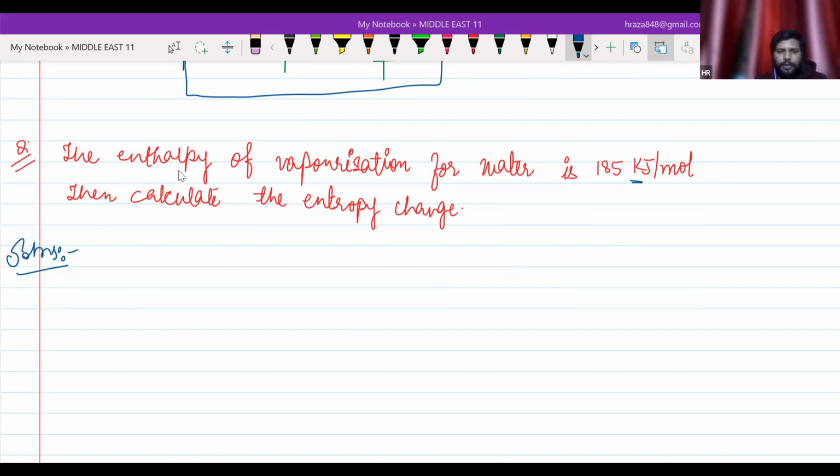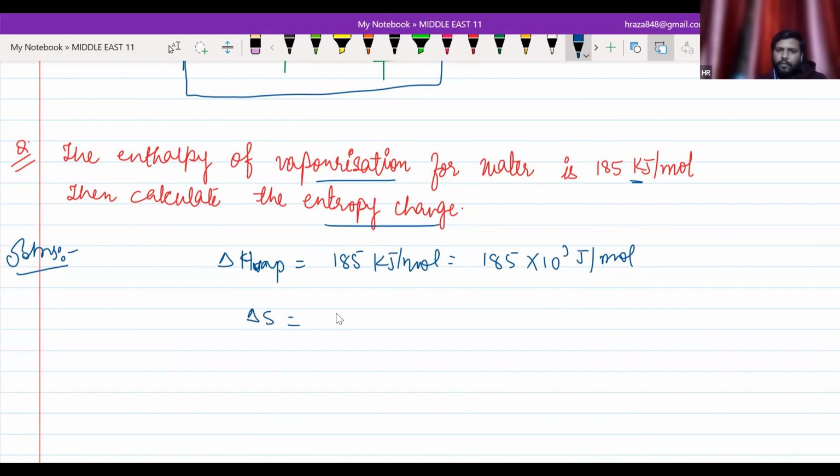Just so, I'm going to explain it. The enthalpy of vaporization, delta H vaporization, is equal to 185 kilojoule per mole, which is given. If you want, you can easily change it into joule per mole. Then calculate the entropy change. Delta S has a formula: delta H vaporization upon T. T is given; we know that for vaporization, we will take it as the boiling point. It is understood, as I told you. So the boiling point of water is 100 degrees centigrade, and in Kelvin, 373 Kelvin.